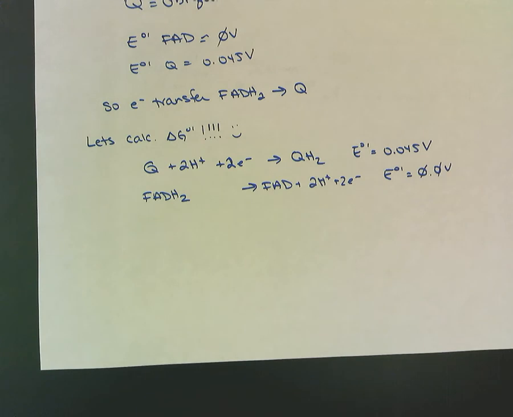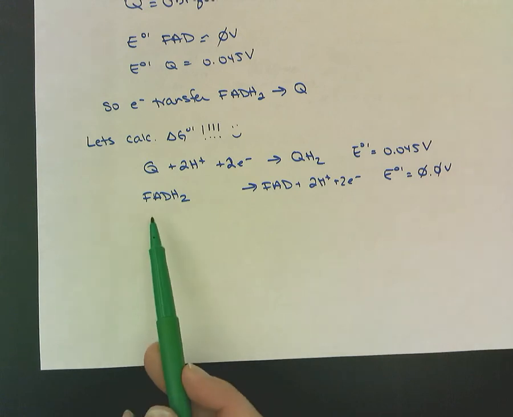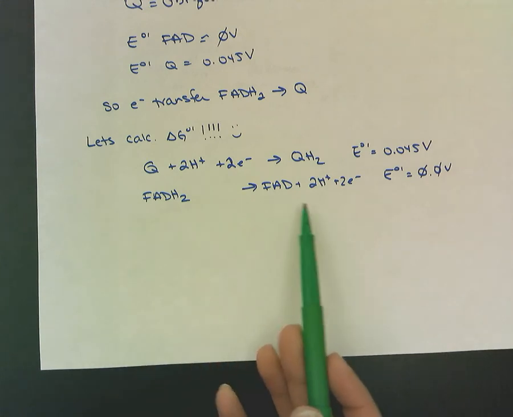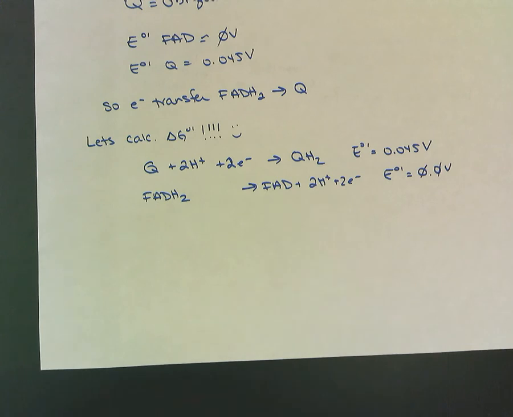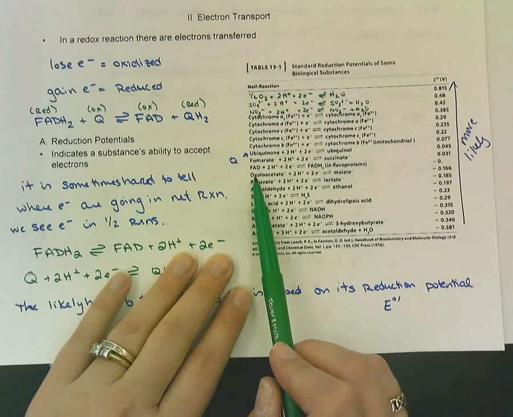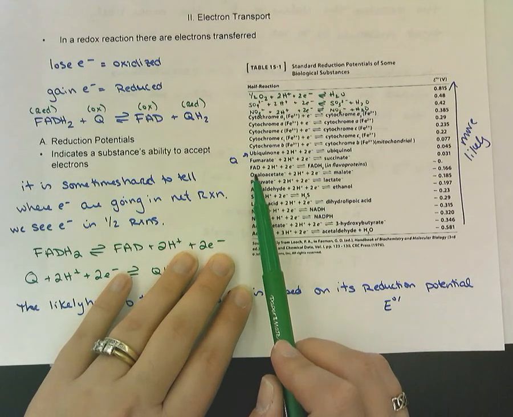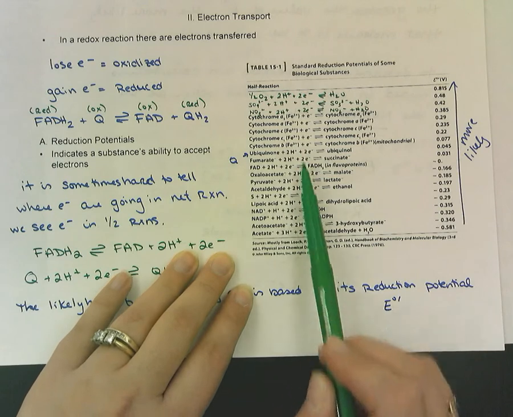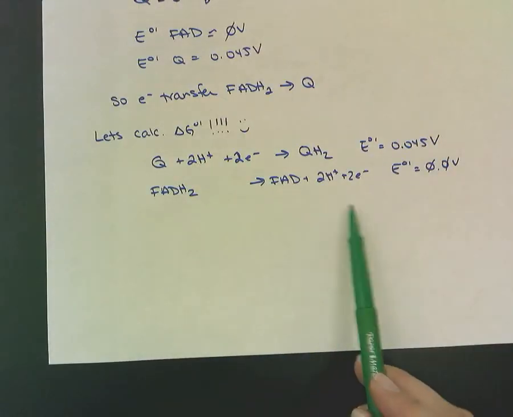We're going to pause right here and talk about the number one rule that is both the most confusing and the most often messed up in these reactions. So you see what I wrote here? I wrote FADH2 goes to FAD plus 2 protons plus 2 electrons. On your table, it is written the opposite way, right? It's written as a reduction, because these are all reductions, but I'm looking at an oxidation.